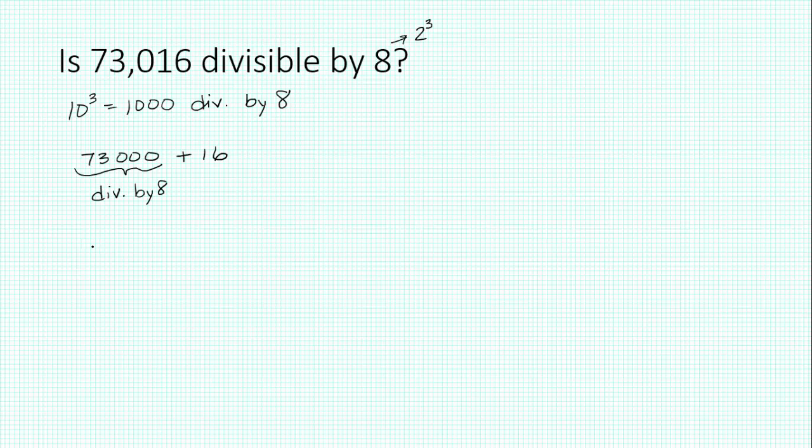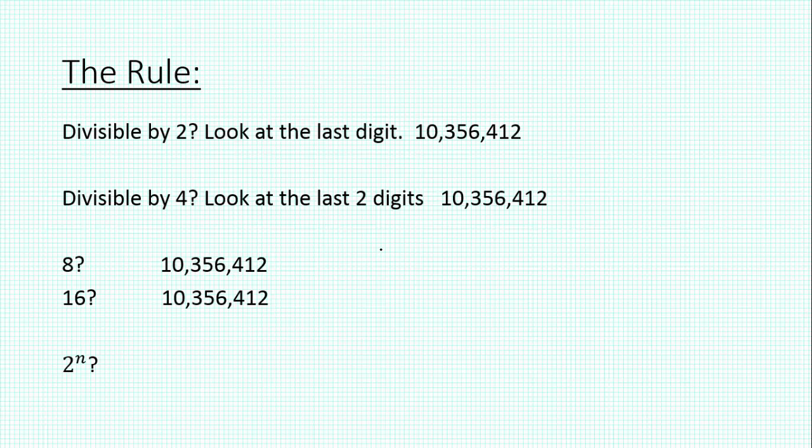Because 1,000 is divisible by 8, when you multiply it by 73, you get another multiple of 8. And 16 is also divisible by 8. We have a sum of two numbers that are both divisible by 8. A multiple of 8 plus a multiple of 8 creates another multiple of 8. So the answer to this question is yes. And we're getting very close to using the rule. Let's see what it is.